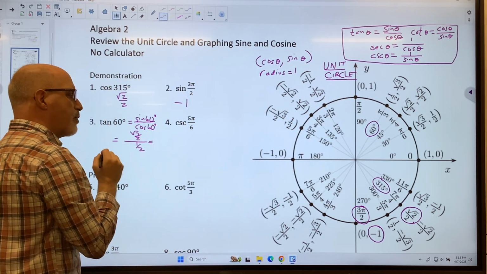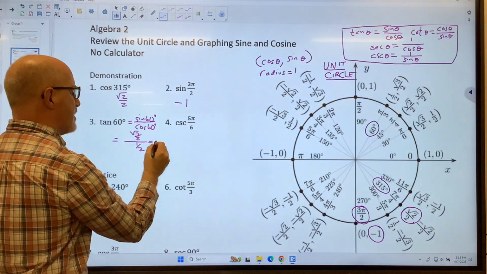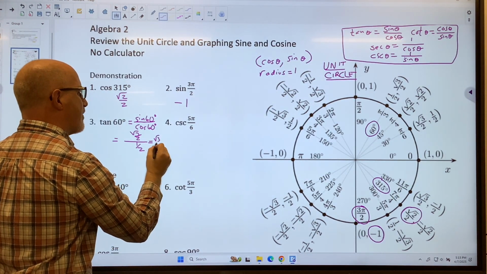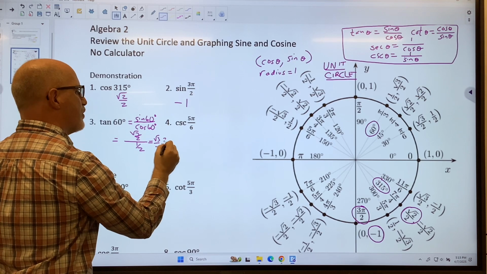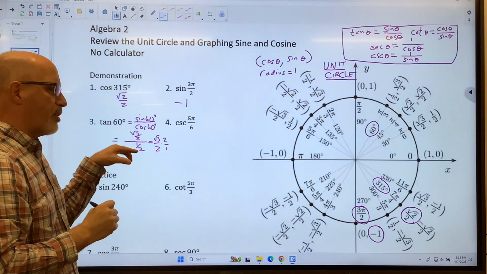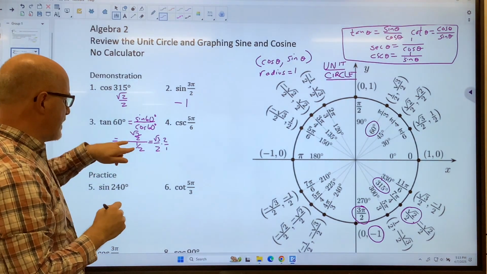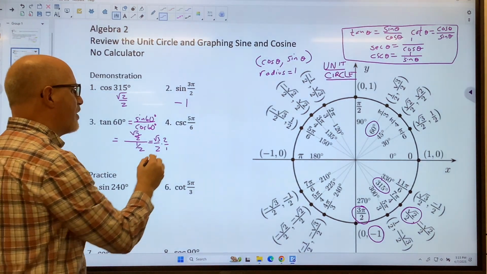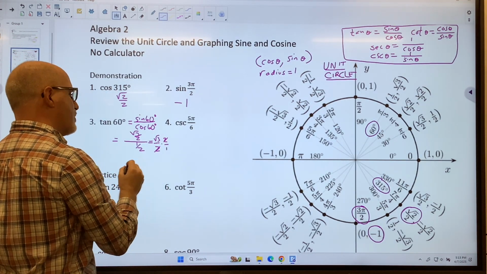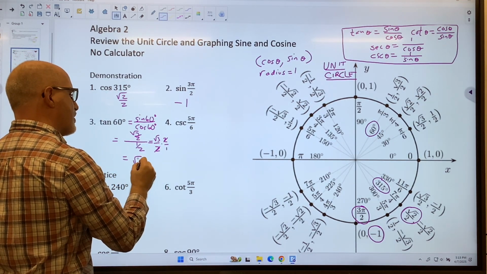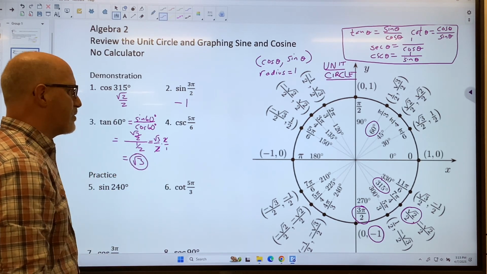Now, we have to remember the algebra of this is that when you have a fraction in the denominator, you multiply by its reciprocal when you bring it up top. So we're going to take that 1/2, flip it over, multiply, the 2's cancel, and so we're left with just the square root of 3 for our answer.